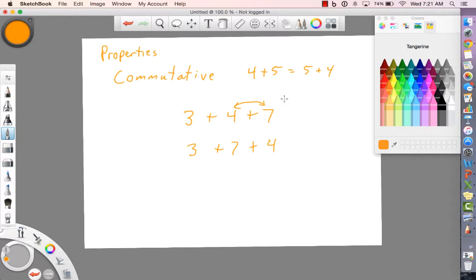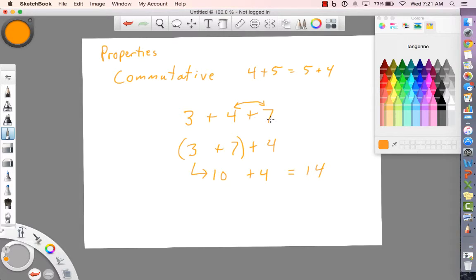That makes sense, right? I'm just changing them around, but the answer is still going to be the same. 3 plus 7 is 10, and then I'm just adding 4 to that. 10 plus 4 is 14. Hopefully that makes sense, because our 3 plus 7, see if I can join these together with parentheses, that says you have to do that first, and I get 10. Now using the parentheses has something to do with the associative property. And we're going to talk about that in a second. But the commutative property is just changing places with the numbers.